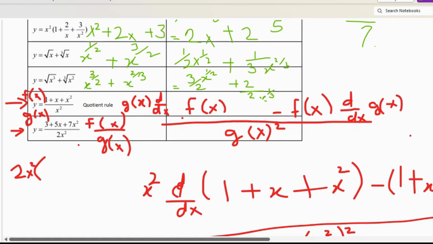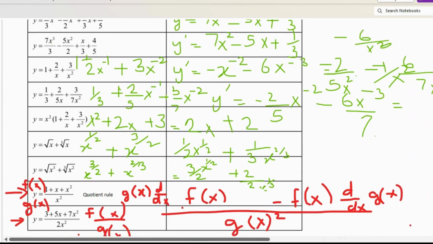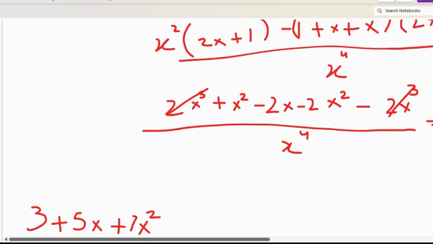Maybe I can move everything down in the bottom because there is a very small space left here. So I'd rather move down 3 plus 5x. So the question is 3 plus 5x plus 7x squared. You can scroll back up to see if it's the right thing. That's 3 plus 5x plus 7x squared, and in the bottom it is 2x squared.